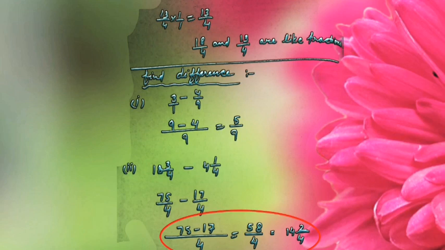Now students, our question was in mixed fraction, so there is a need to change it into mixed fraction by dividing it with 4. While dividing 58 by 4, you will get 14 as a quotient, 2 as remainder and 4 as a divisor.